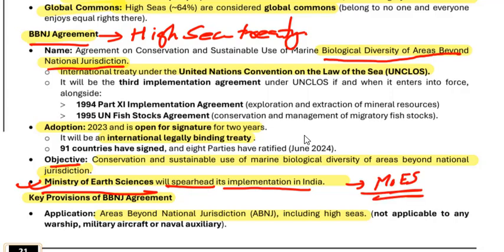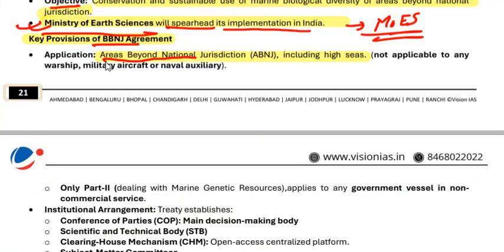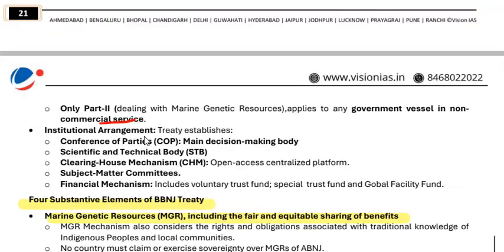Let's look into the key provisions of BBNJ. Areas beyond national jurisdiction include the high seas, of course, we have discussed. Only Part 2 applies to any government vessels or non-commercial services. Next is the institutional arrangement. The treaty establishes a Conference of Parties, the main decision-making body, a scientific and technical body, a clearing-house mechanism, a subject matter committee, and a financial mechanism. No need to remember all these things.